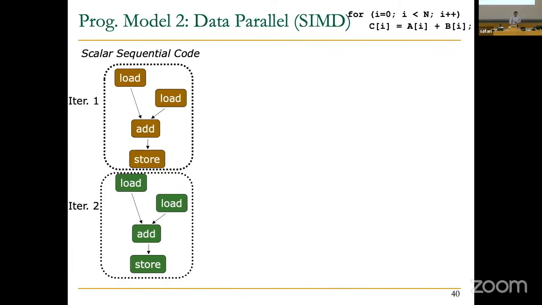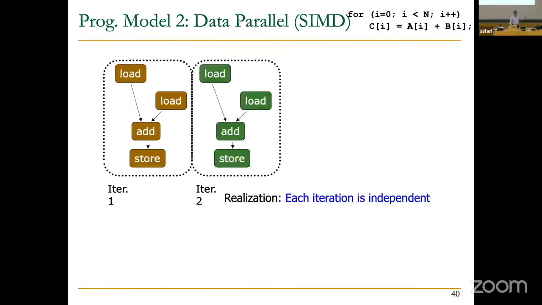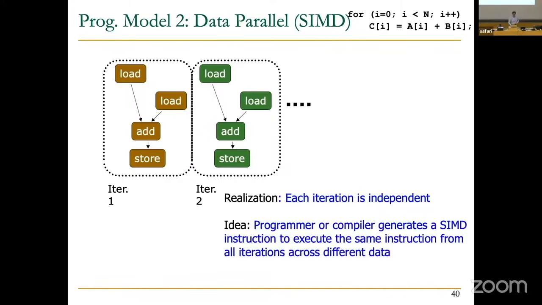We've also seen SIMD. We know that these iterations are independent of each other. So we can actually vectorize them or create SIMD instructions. So you put a bunch of iterations, limited by the vector length, in the end. Either the programmer or compiler generates a SIMD instruction to execute the same instruction from all iterations across different data. Basically, this is a SIMD instruction, right? You realize iterations are independent. These loads can be executed in parallel, and only a single load instruction can express a vector instruction.